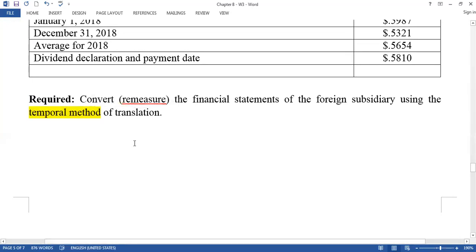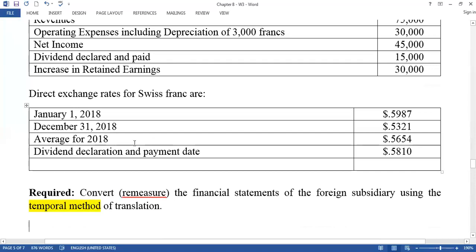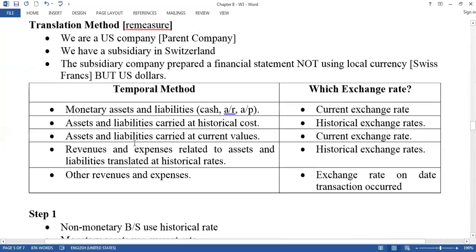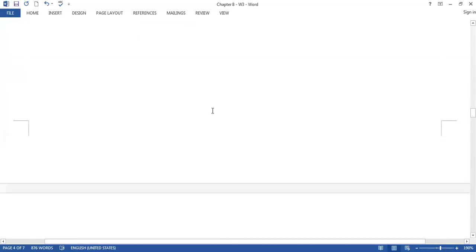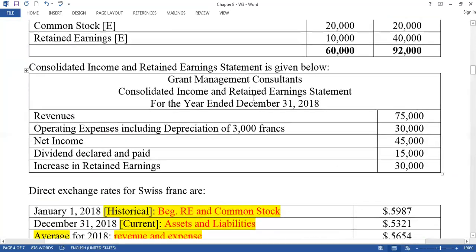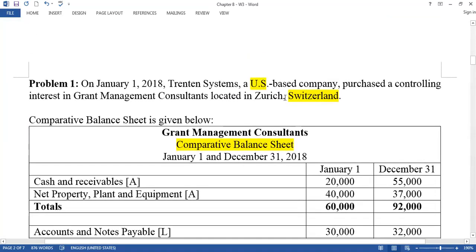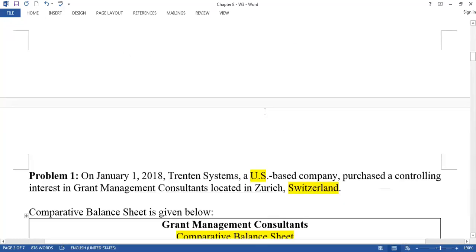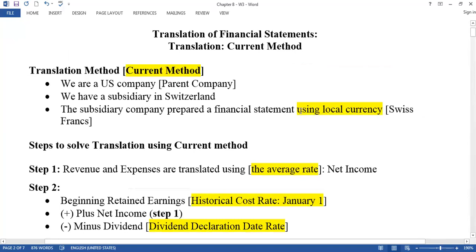But as an accounting student, you must know when we are going to use the current method and when we use the temporal method. So can you remember when we use the current method? If our subsidiary prepared financial statements using a local currency, right? If you go for the CPA exam, maybe they may not mention the method, okay? So when our subsidiary prepared financial statements using the local currency, then we are supposed to use the current method.